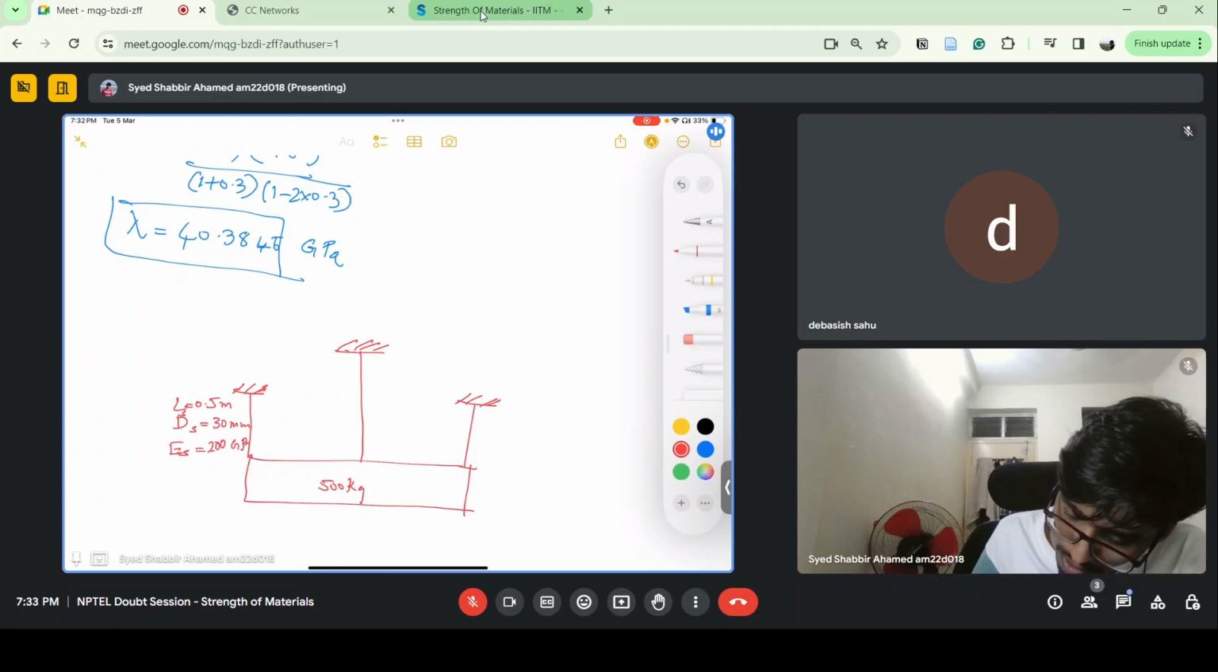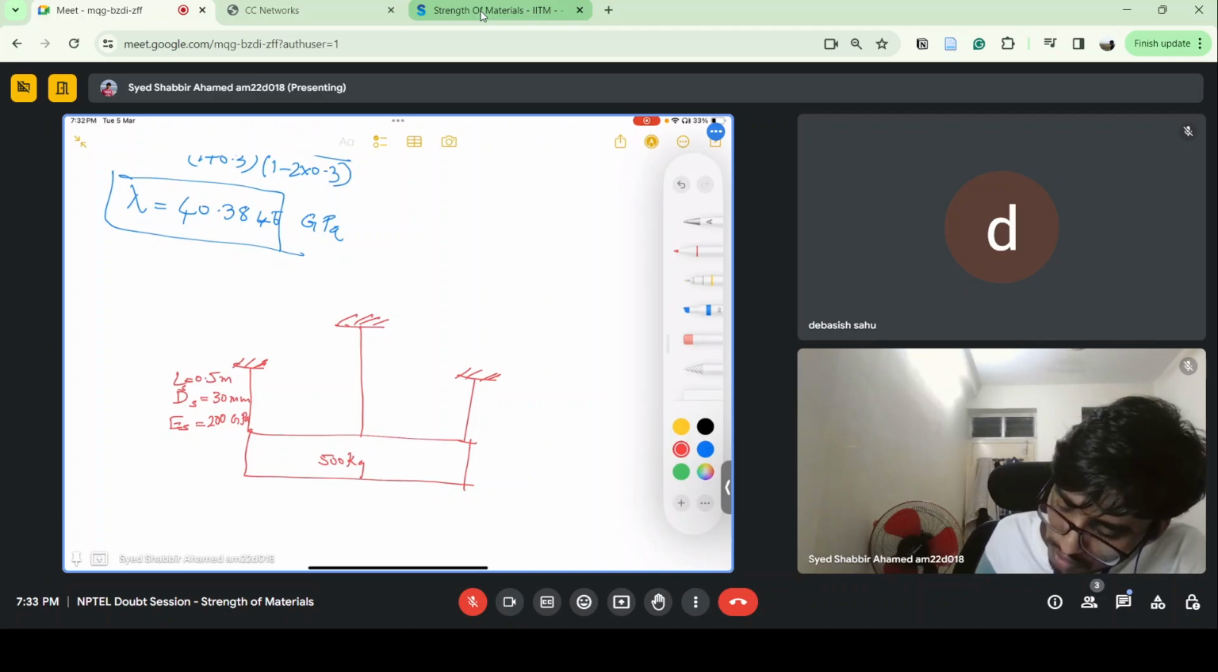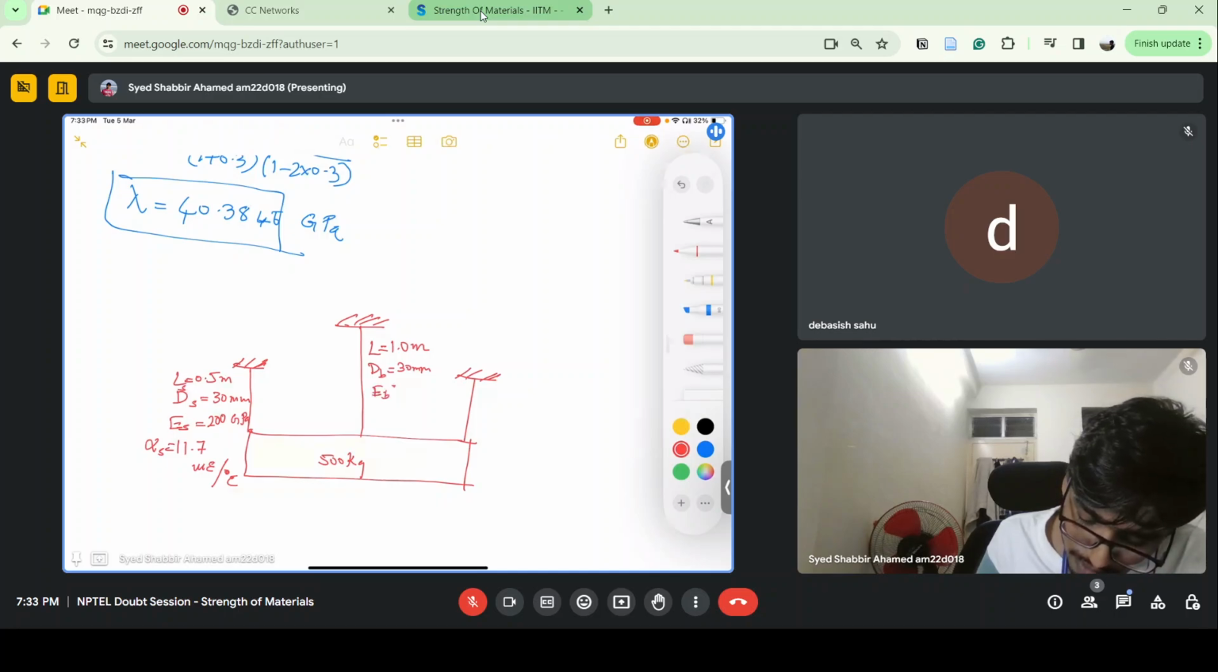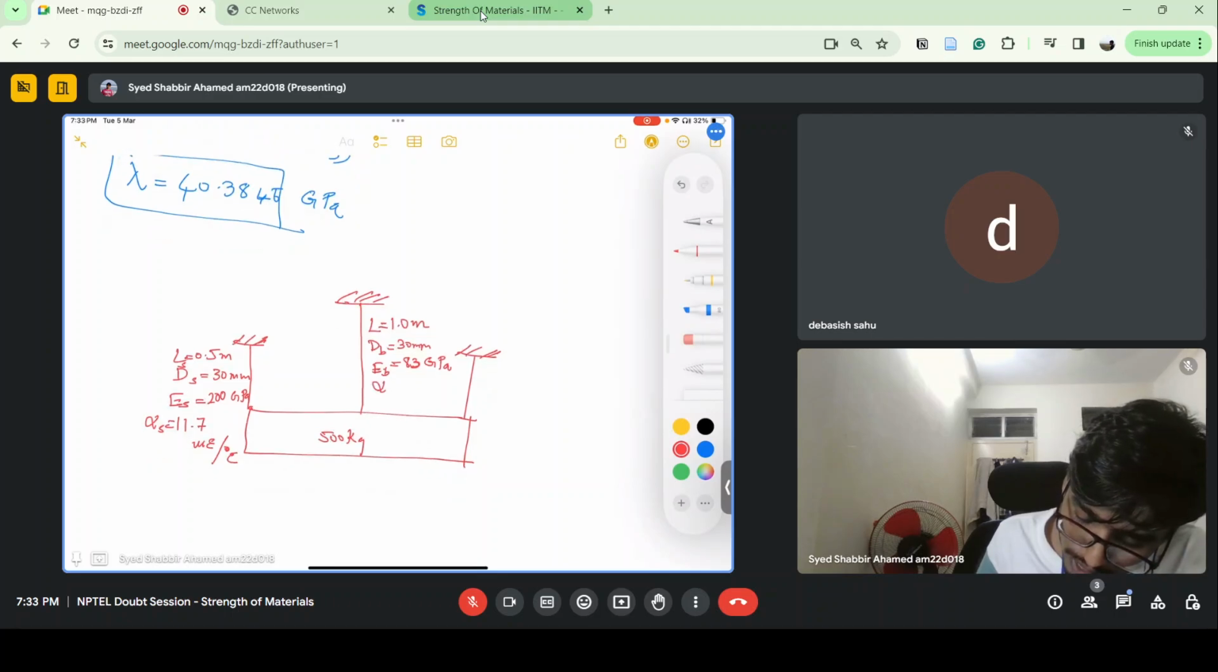Young's modulus for steel is 200 GPa, and the coefficient of thermal expansion of steel is 11.7 microstrain per degree Celsius. The middle rod is a brass rod, so it has a length of 1 meter. The diameter of the brass rod is 30 mm, same, and E of brass is 83 gigapascals, and the thermal expansion coefficient is 18.9 microstrain per degree Celsius.